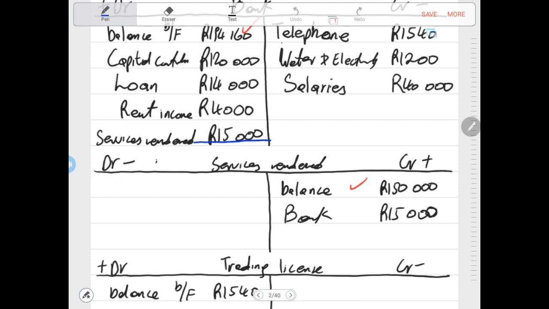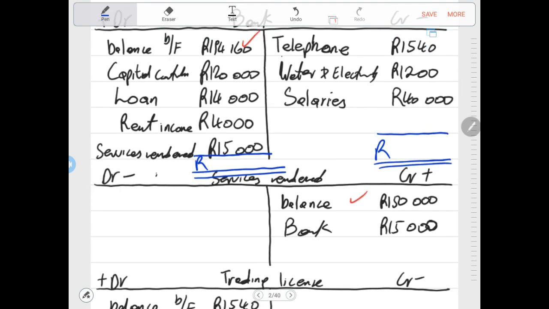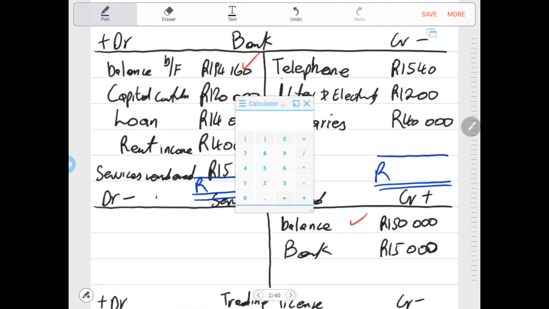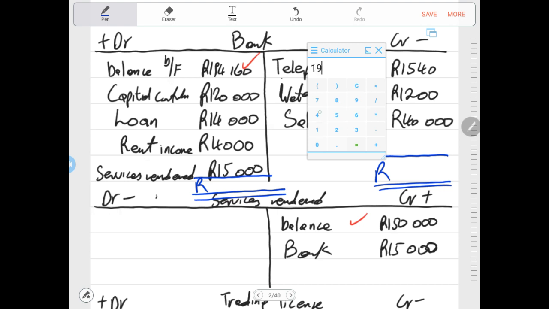We draw a line here and we draw 2 lines in here. We write the total of the bigger side, and these lines must be aligned on the same line. Then we write the total of the bigger side. The bigger side is likely to be the debit side under bank: 194,160 plus 120,000 capital that was contributed by the owner, plus 14,000 rands, plus 4,000 rands, plus 15,000 rands.